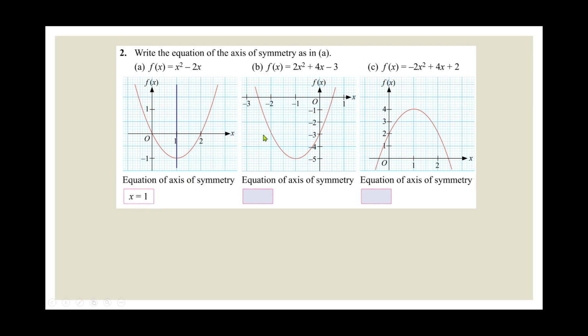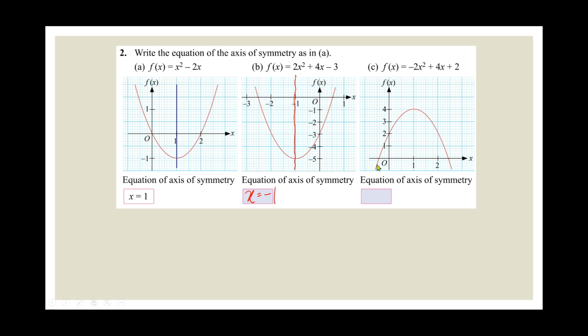Okay, now we look at the second function here. This is the graph. Can you determine where is the line of the axis of symmetry? -1. It's in the middle here, right? -1. So how do we come up with the equation of the axis of symmetry? X equals to -1. Very good.